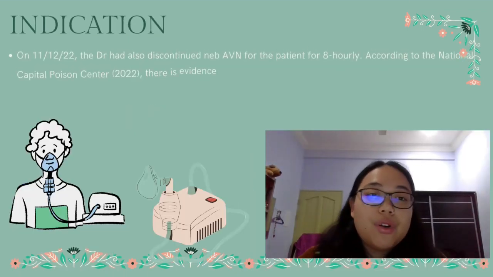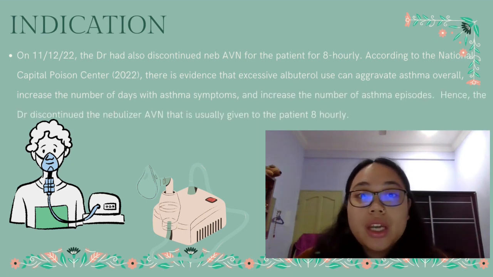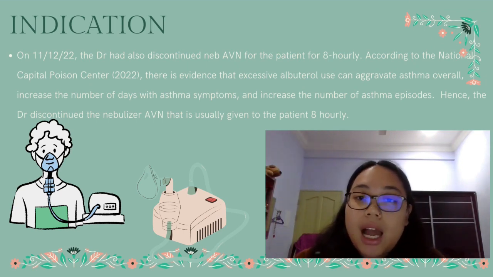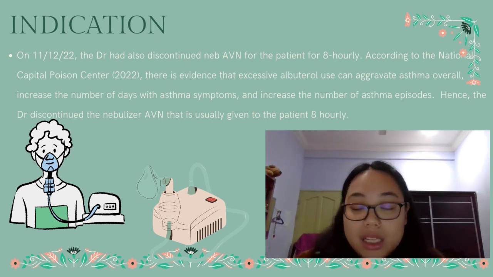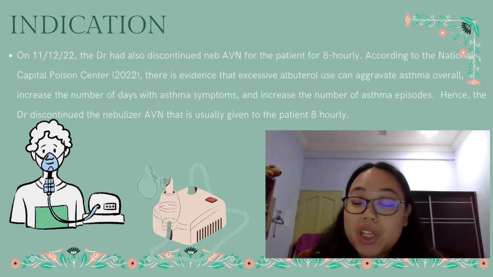On the 11th of December 2022, the doctor also discontinued the nebulizer AVN for the patient, which was given 8 hourly. According to the National Capital Poison Center, there is evidence that excessive albuterol use can aggravate asthma overall, increase the number of days with asthma symptoms, and increase the number of asthma episodes. Hence, the doctor discontinued the nebulizer AVN that is usually given to the patient 8 hourly.